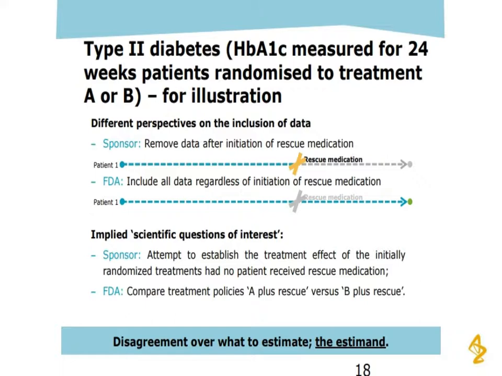So the sponsor thought, well, hold on, the data that we've got on after the person takes some rescue medication isn't relevant to the effect of the drug that they've been given, drug A, for example. Whereas the FDA said, no, we want to see all the data, regardless of the initiation of rescue medication. So you can see in both of those cases, there's full information available on that patient, but there's a mismatch with how you would then analyze it between the sponsor and the FDA.